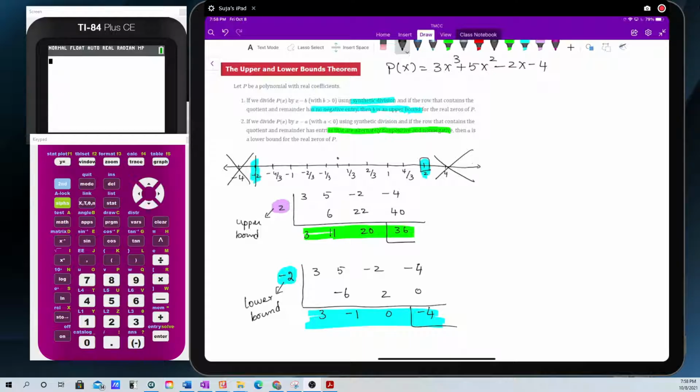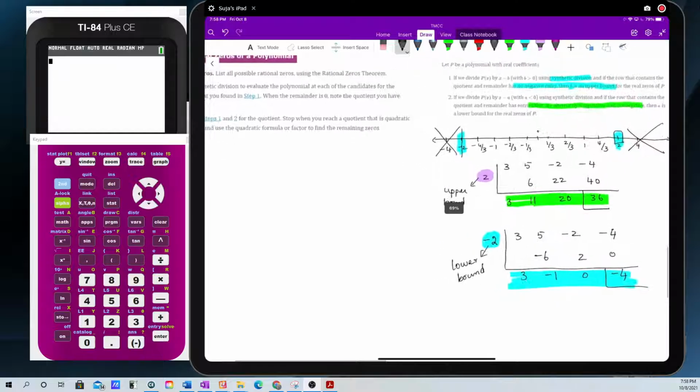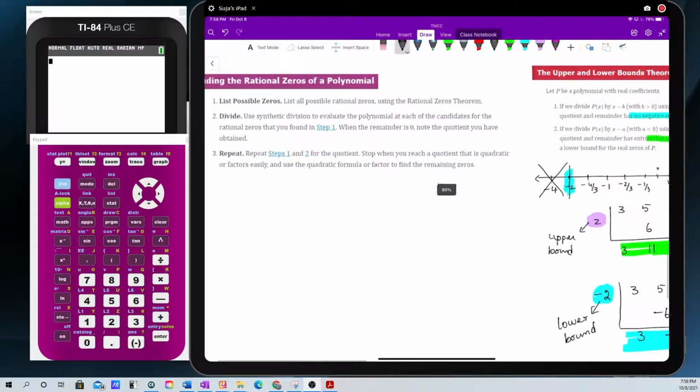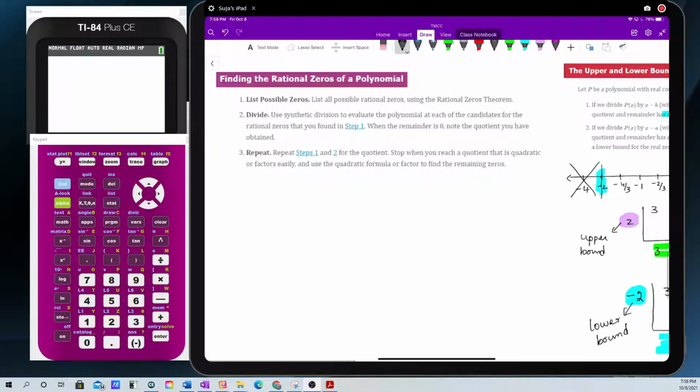But I think I'm going to use the steps for following the rational zero theorem. Rational zeros. Okay. So first, these are the 3 steps they ask you to do to find the rational zeros.